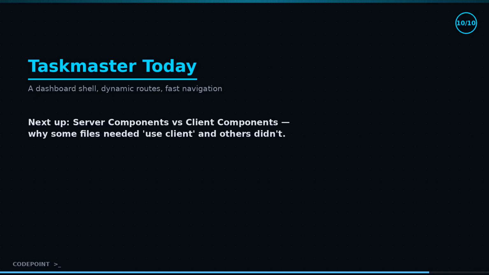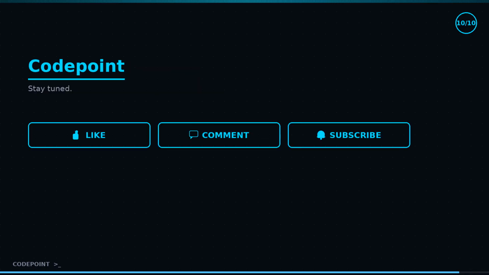Let's recap what Taskmaster can do now that it couldn't an episode ago. A dashboard shell with its own layout, a projects list, dynamic project detail pages driven entirely by the URL, and fast client-side navigation between all of it. In video 3, we tackle the concept that makes all of this fast by default. Server components versus client components. You'll finally understand why some of our files needed "use client" and others didn't, and how to use that decision to make Taskmaster genuinely fast.